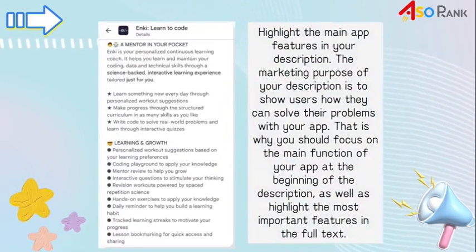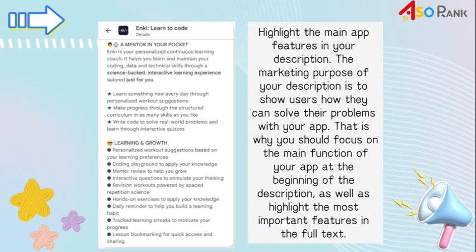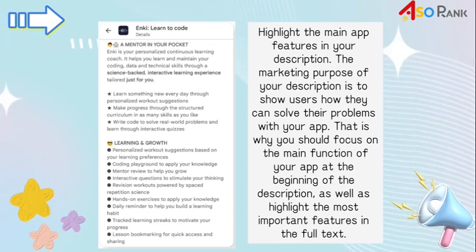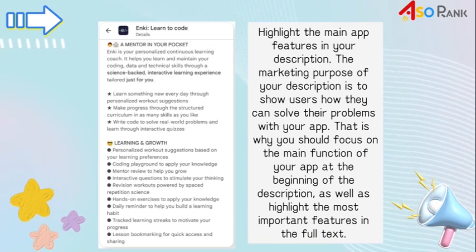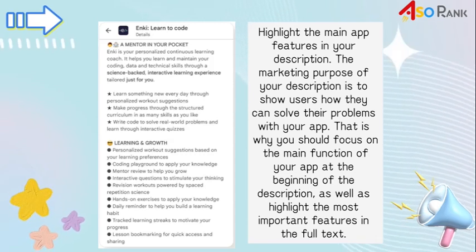Highlight the main app features in your description. The marketing purpose of your description is to show users how they can solve their problems with your app. That is why you should focus on the main function of your app at the beginning of the description, as well as highlight the most important features in the full text.